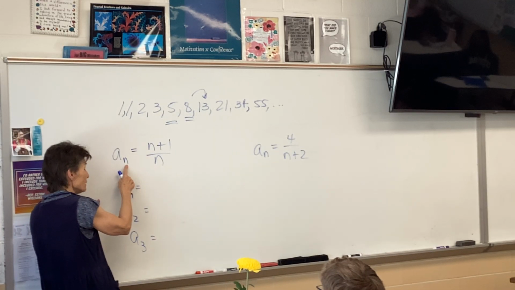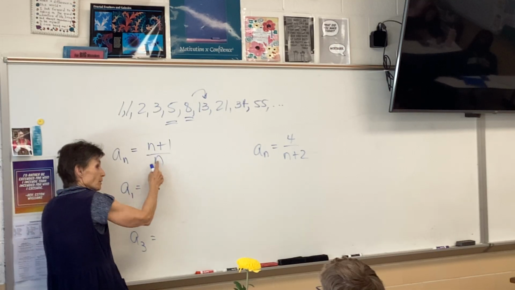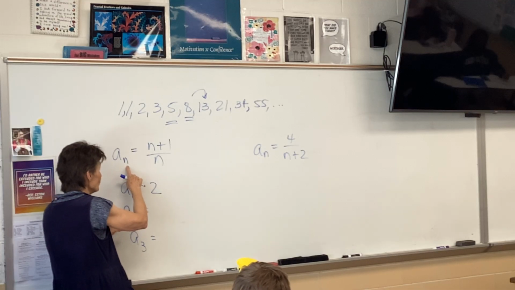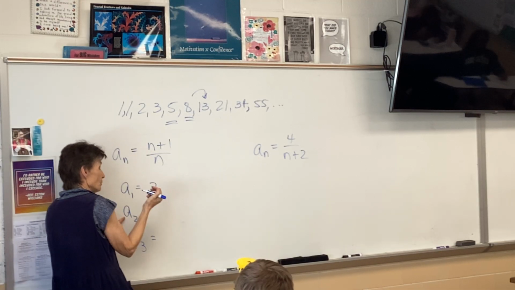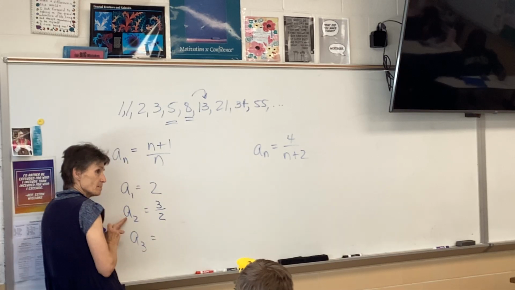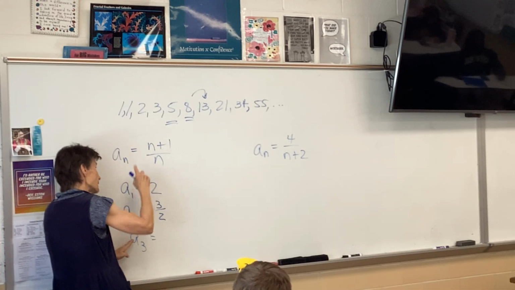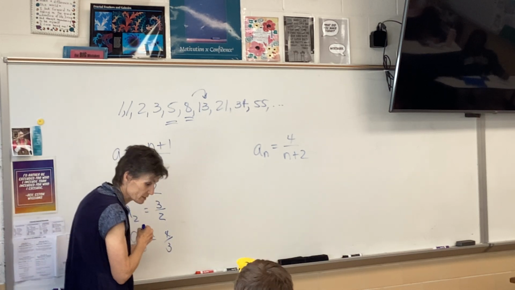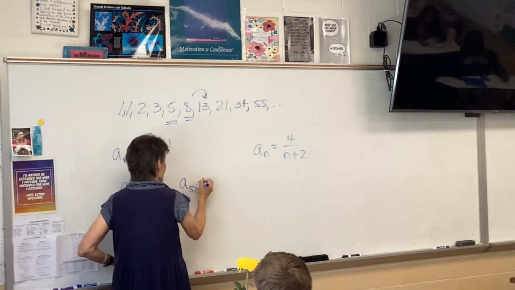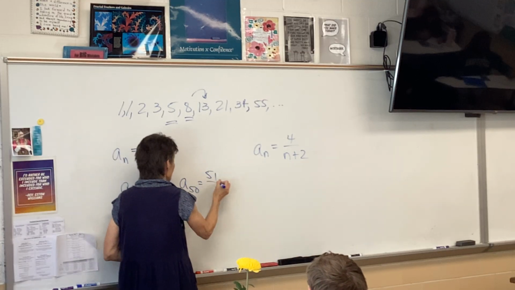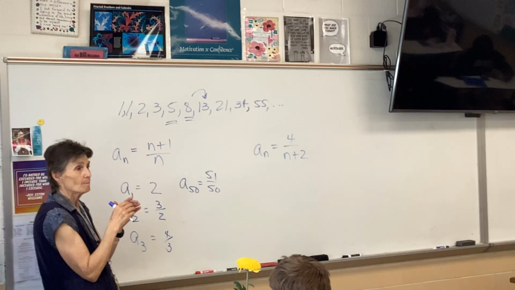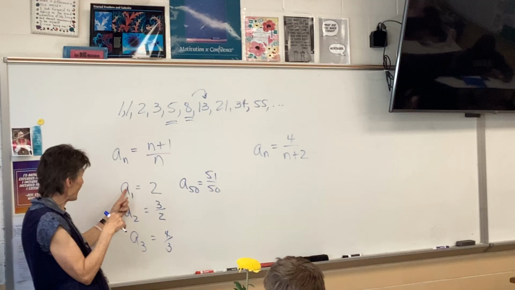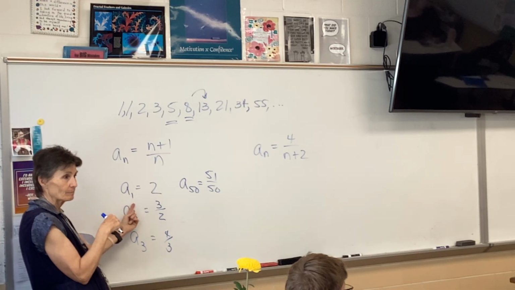A sub 1 would be 1 plus 1 over 1, so that would be 2. A sub 2 would be 2 plus 1 over 2, which is 3 halves. A sub 3 would be 4 thirds. And we're not doing any more, but we're skipping to 50. A sub 50 would be 51 over 50. That's it, that's all there is to it. You're practicing with your sequence notation.